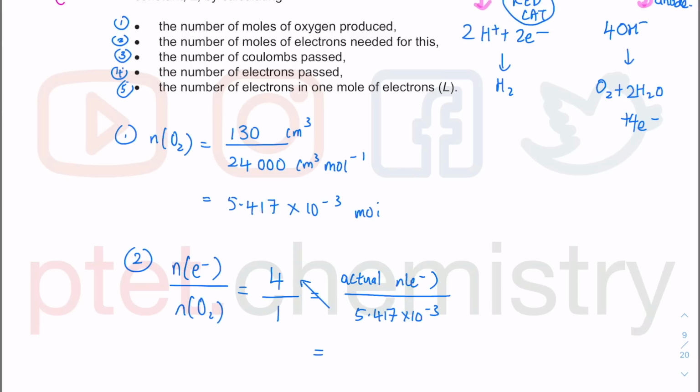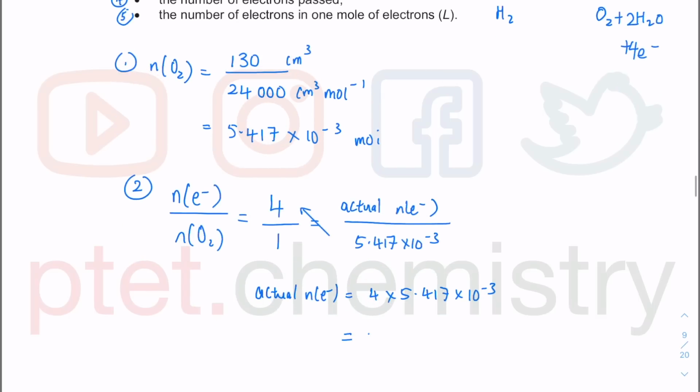So students who are used to my channel know that this is the usual method I like to use when I talk about my mole ratio. So the actual number of mole of electrons is going to be 4 times that answer from the previous bit. 5.417 times 10 to the minus 3 times 4. I can't even press my calculator correctly. This will give you 0.021668 mole.